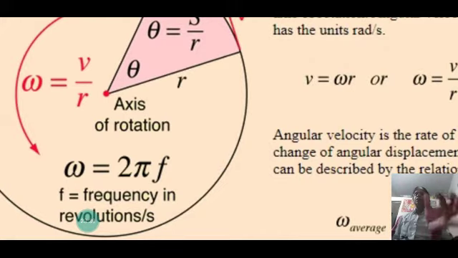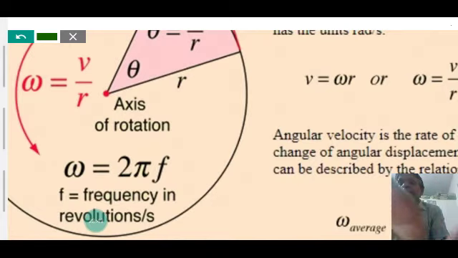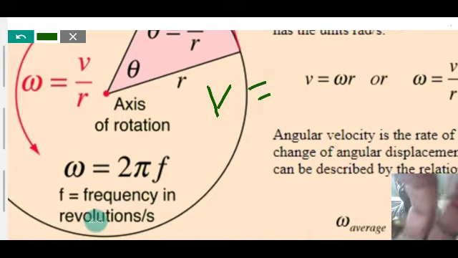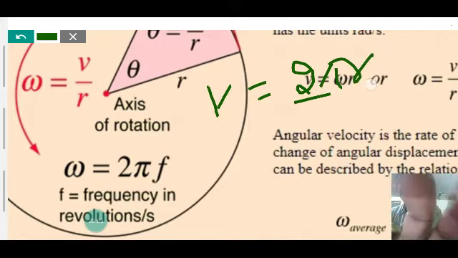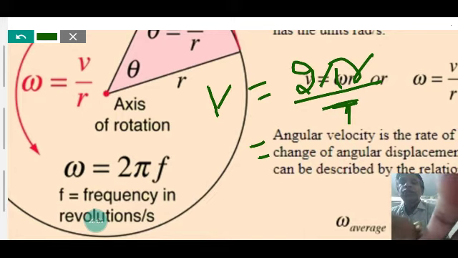v is defined as follows. If the object completes one rotation in time t, the linear velocity is twice pi r, which is the circumference, divided by t. Now it may be converted as twice pi r times 1 by t, and 1 by t is also known as the frequency.